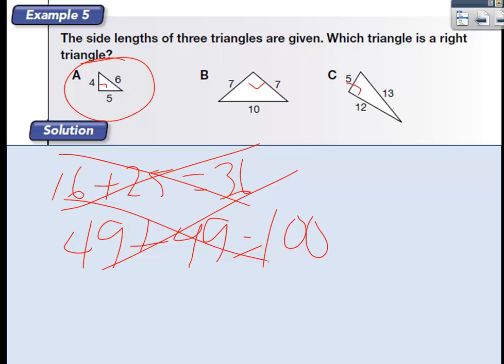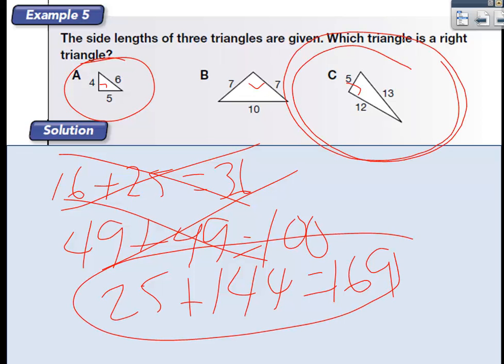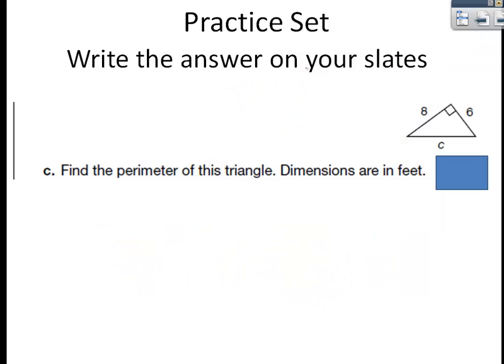Let's do C. 5 squared is 25. 12 squared is 144. That's going to equal 169. Does 13 squared equal 169? It does. This is our answer. C is our only right triangle, even though all three of them looked like they were. Okay? All right. Here's yours. Show me you can do it. Put it on pause. Solve it. Restart the video.